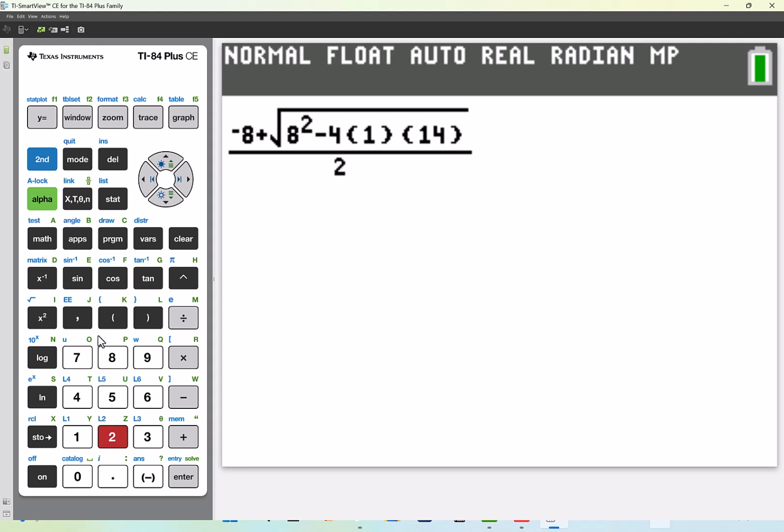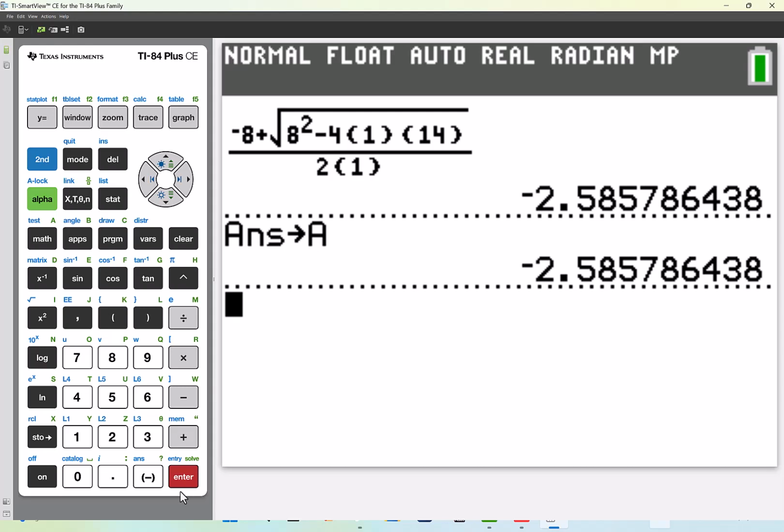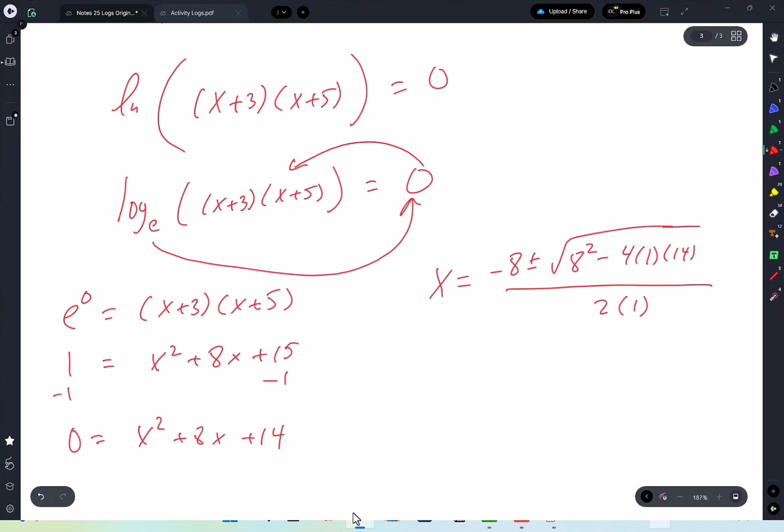You don't have to put the 1. I know that you can be faster with it, but I'm just showing all the little numbers. So at least 3 digits. I'll store it to a letter. I'm going to store it to A. So negative 2.5857. 3 digits truncated at least after the decimal, the thousandths place. X equals negative 2 point, and I already forgot it. What was it? 58567. And I'm going to store that to A.